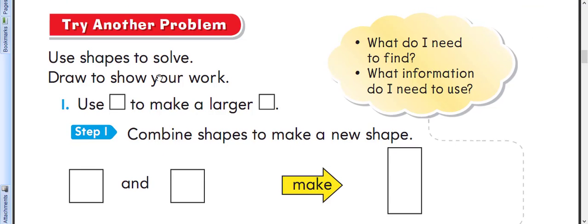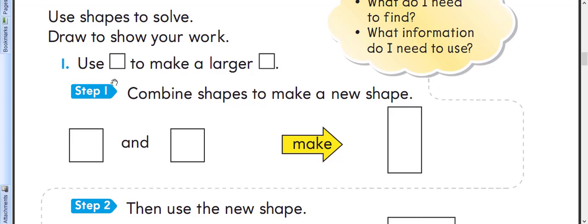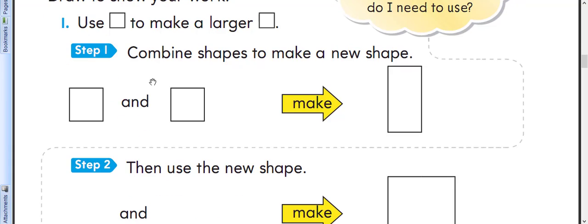Use shapes to solve. Draw to show your work. Let's do number 1. How can we make a larger square by using a small square? First step. We will combine 2 squares to make a rectangle. This is 2 squares, and we will put them together to make a rectangle.